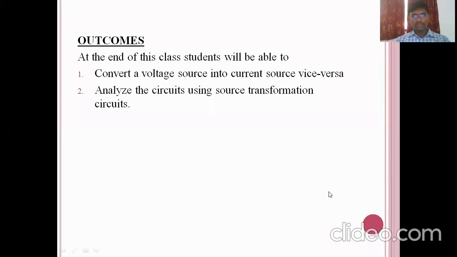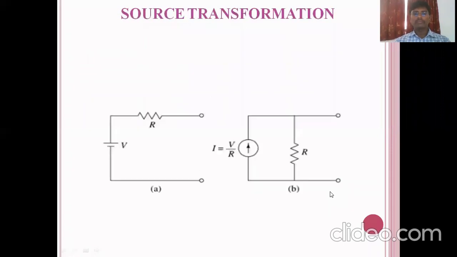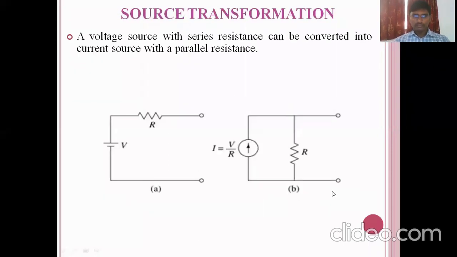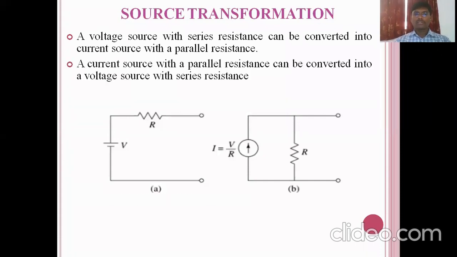A voltage source with series resistance can be converted into a current source with parallel resistance, and a current source with parallel resistance can be converted into a voltage source with series resistance.